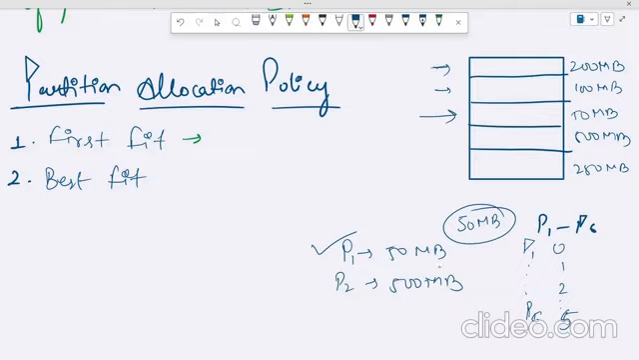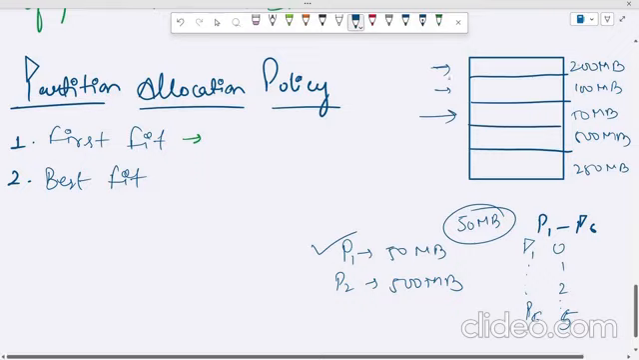P1 needs 50 MB, so it checks whether there is any block of 50 MB in size. If it finds one, P1 will go there. Similarly, if P2 needs 500 MB of space, it checks whether a 500 MB block is there. If so, P2 is allocated to that block. This is called best fit.